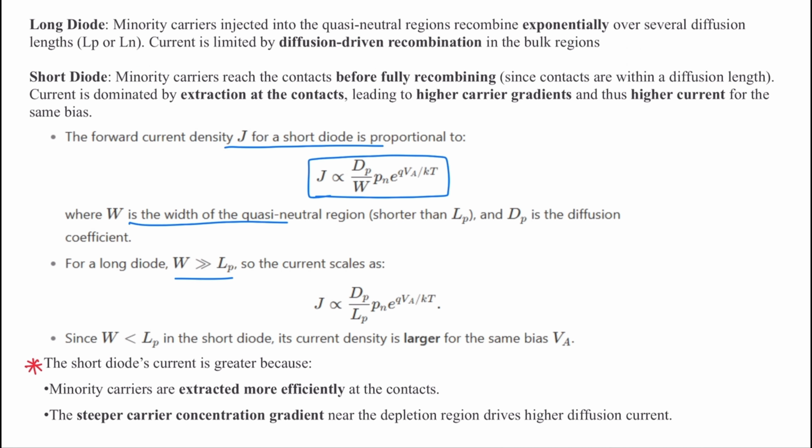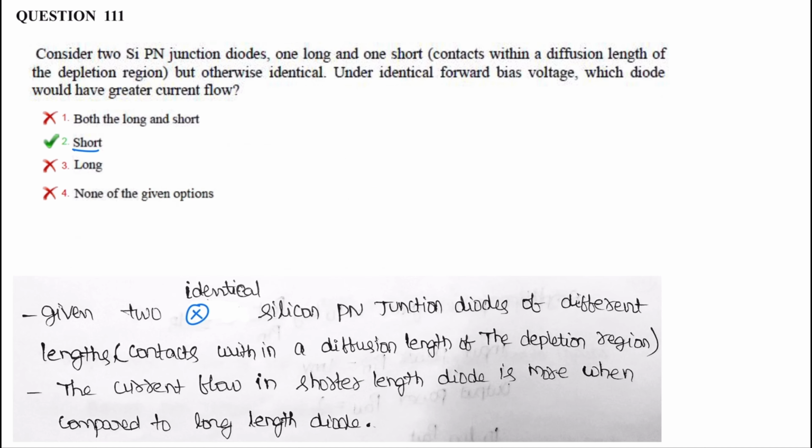Shorter diode current is greater because minority carriers are extracted more efficiently and steeper carrier concentration gradient near the depletion region drives higher diffusion current. So correct answer is 2. Shorter diode have more current flow, greater current flow compared to long length diode.